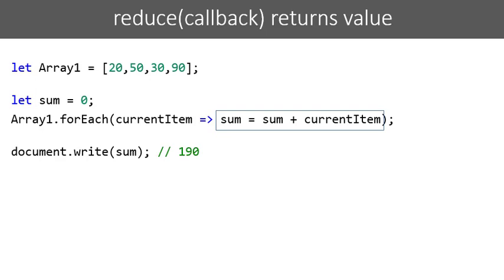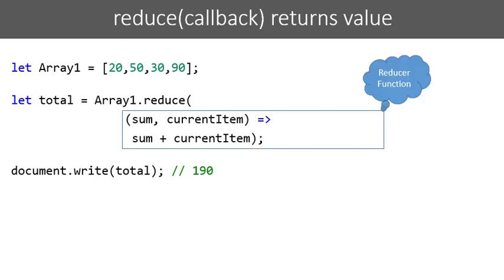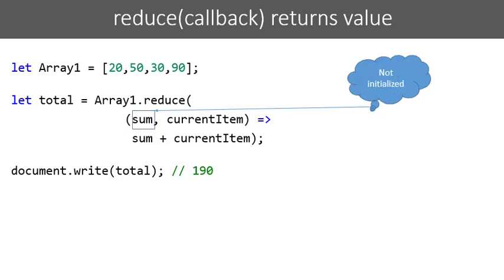To perform calculations like these, arrays have a reduce method. Here I have used the reduce method to perform the same calculation. The callback function which performs the calculation is called the reducer function. There is no need to initialize the accumulator variable on the first iteration. It is automatically initialized with the first value in the array. But you can also provide its initial value. And here, the value of the expression is automatically assigned to the accumulator variable.